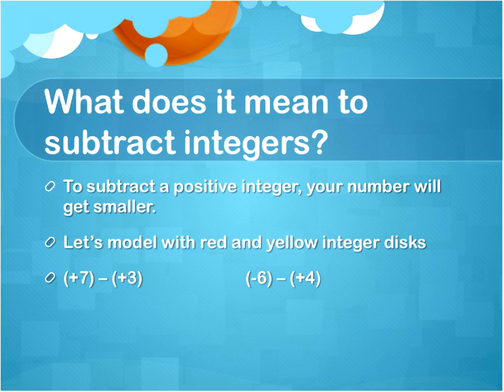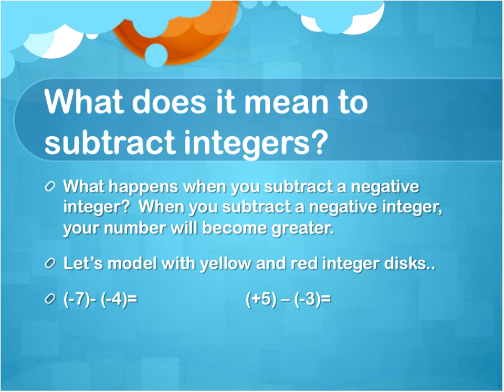I'm going to clear that page off, and we're going to move on to the next page. So what happens when you subtract a negative integer? This is where it gets a little bit odd. When you subtract a negative integer, your number will actually become bigger. So we're going to model with yellow and red integer discs again.